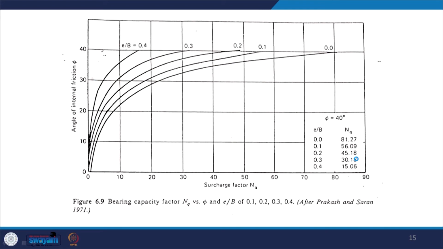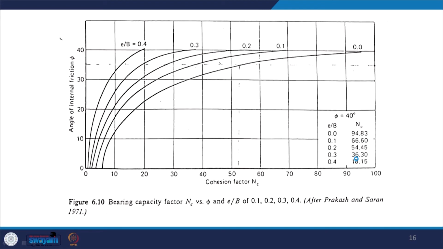Then the last one, NC. If you see the effect of eccentricity on the factor NC, then also you can observe that for phi equal to 40 degree, it was 94.83 for NC, but it has reduced to 18. So, there is a clear effect of the eccentricity. So, in a nutshell, after discussing all these 3 charts, what we conclude here is, as the eccentricity increases, these factors NC, NQ and N gamma decrease even for the same value of phi.